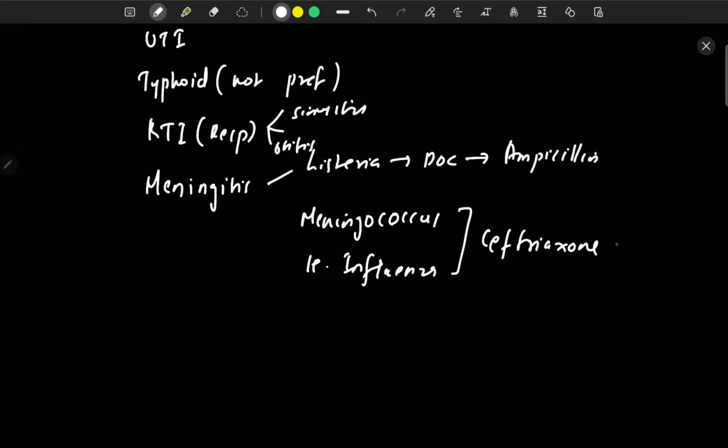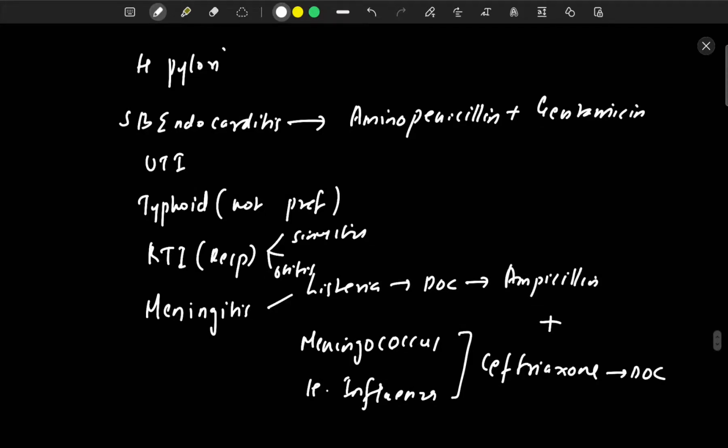So ceftriaxone is a drug of choice. If there is a meningitis infection and the organism is not confirmed, we can give ampicillin and ceftriaxone. In Enterococcus faecalis, the drug of choice is ampicillin, as I have mentioned earlier.